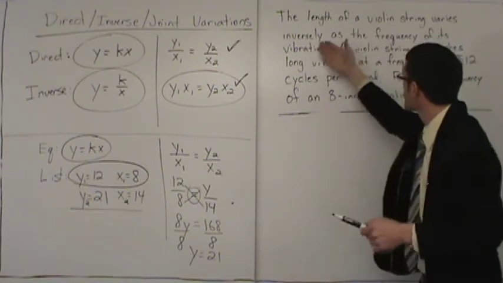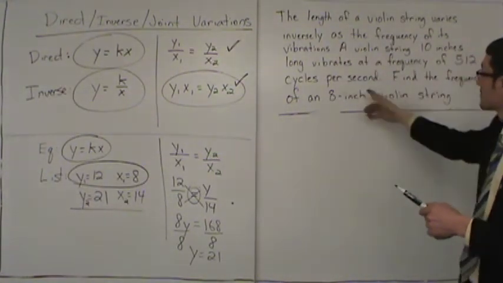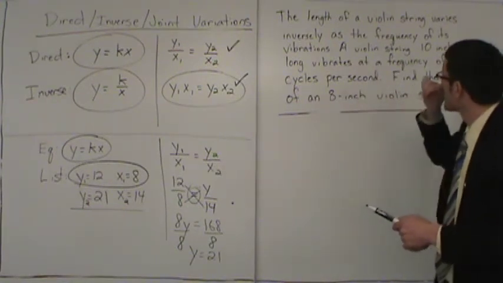Length of a violin string varies inversely as the frequency of its vibrations. A violin string 10 inches long vibrates at a frequency of 512 cycles per second. Find the frequency of an 8-inch violin string. Now, okay, let's pick out the keywords.